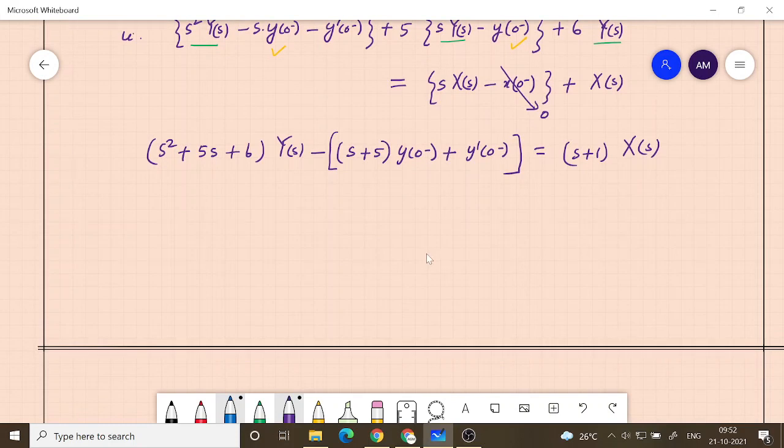So now what is our unknown? Our unknown is basically y of s. So all the other terms we would like to send to the other side. So one more step of algebra. We can write this into y of s. I am keeping only the y of s term here and sending all other terms to the other side.